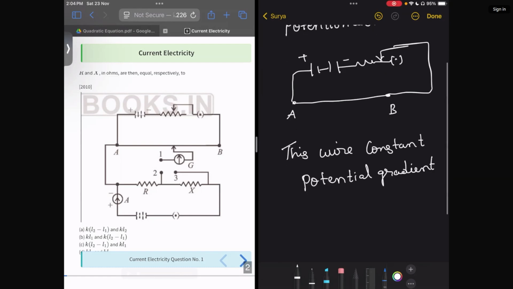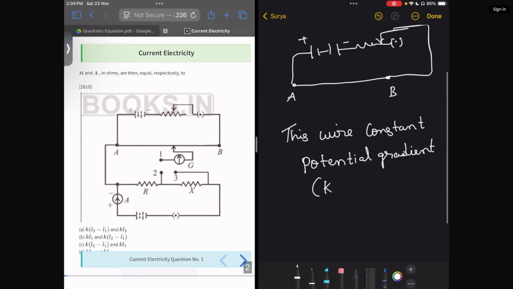It is denoted by K. The potential gradient is denoted by K, so its unit is voltage per unit length along the wire.